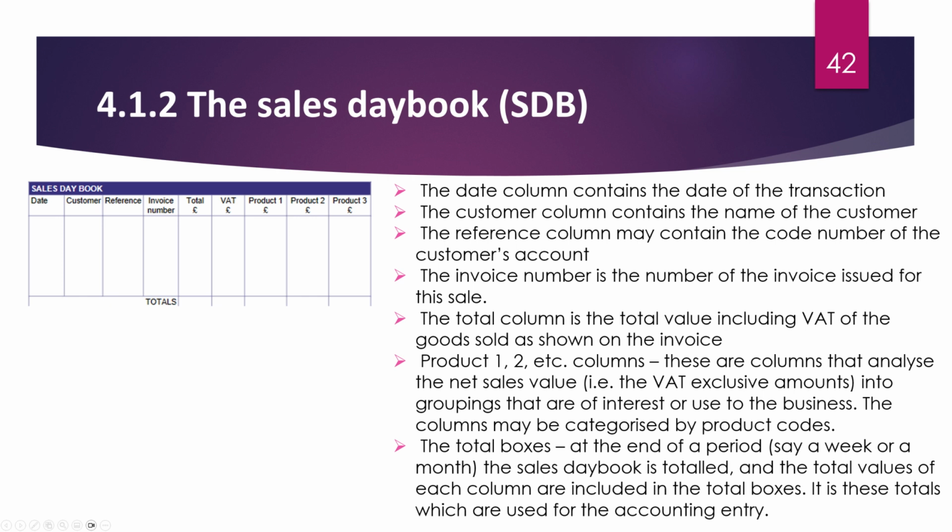Product 1, 2, etc. columns. These are columns that analyze the net sales value, i.e. the VAT exclusive amounts, into groupings that are of interest or use to the business. The columns may be categorized by product codes. The total boxes. At the end of a period, say a week or a month, the sales daybook is totaled, and the total values of each column are included in the total boxes. It is these totals which are used for the accounting entry.